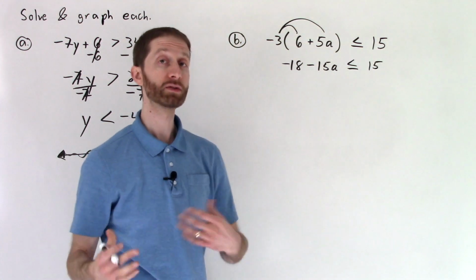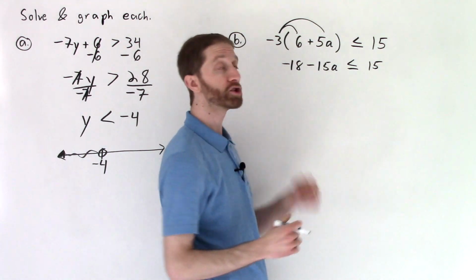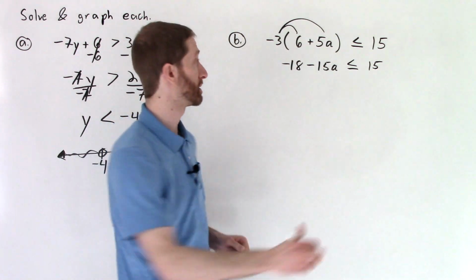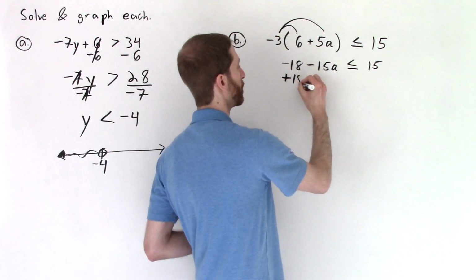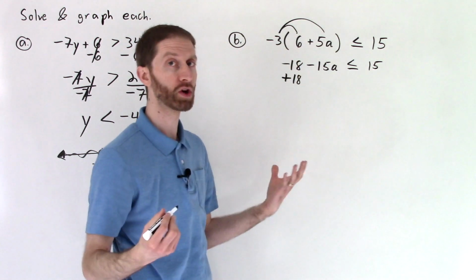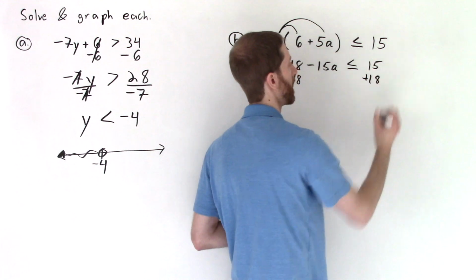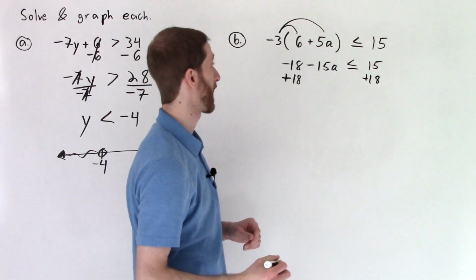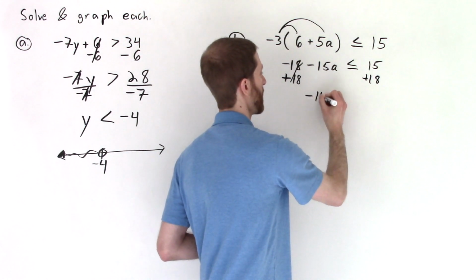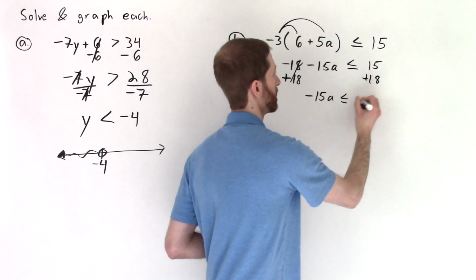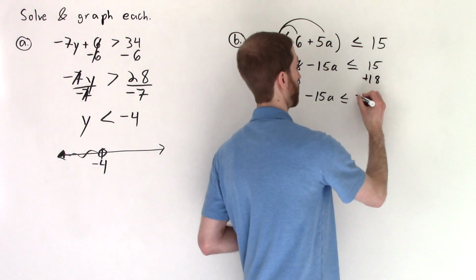From here, we've got a two-step inequality. To solve it, similar to what we did in the last problem, I'm going to undo minus 18 by adding 18. Some people get a little weirded out by the fact that the number's first. No worries, you're just undoing the minus 18, and what you do to one side, you must do to the other. So I add 18 to both sides, and this zeroes out, and we're left with minus 15a is less than or equal to 15 plus 18 is 33.